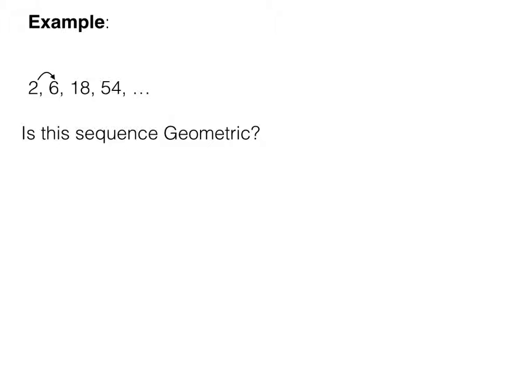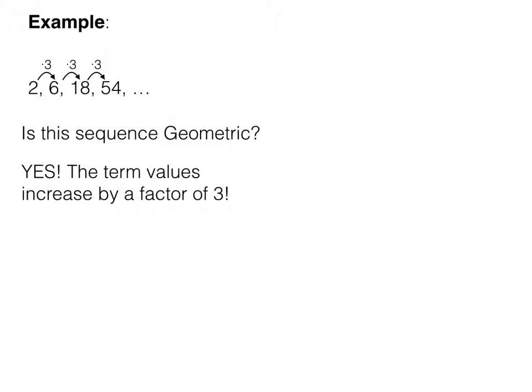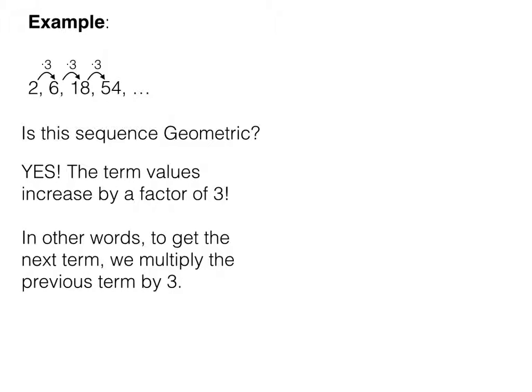But we can notice that we can also get from 2 to 6 by multiplying by 3, which of course works from 6 to 18 as well. 6 times 3 is 18, 18 times 3 is 54. So yes, the term value is increased by a factor of 3. In other words, to get the next term, we multiply the previous term by 3. So this is a geometric sequence.